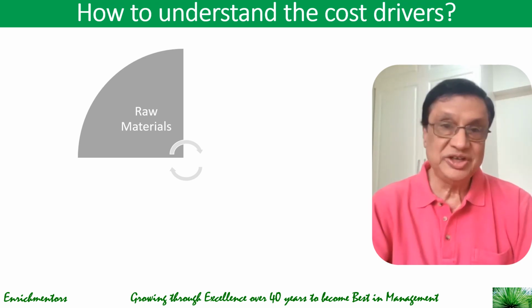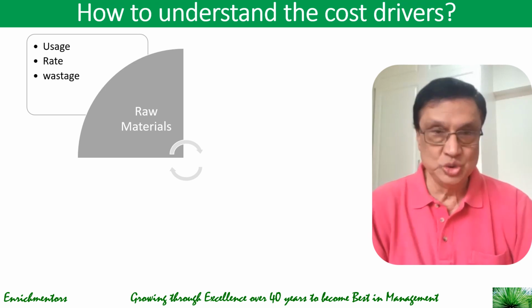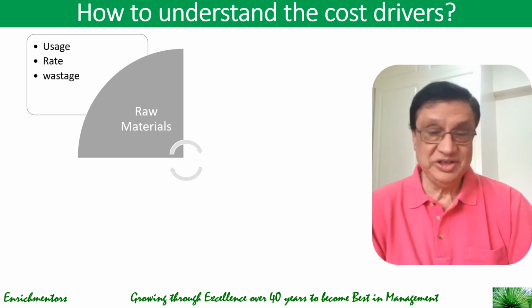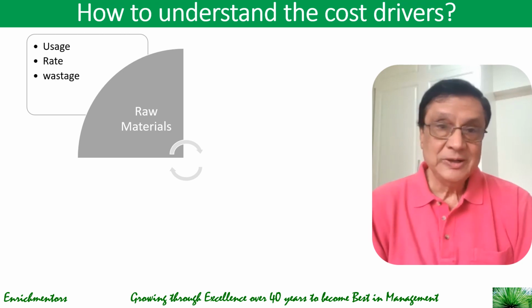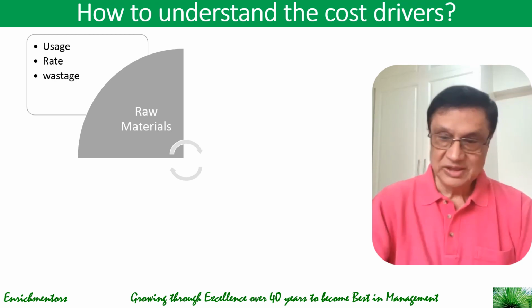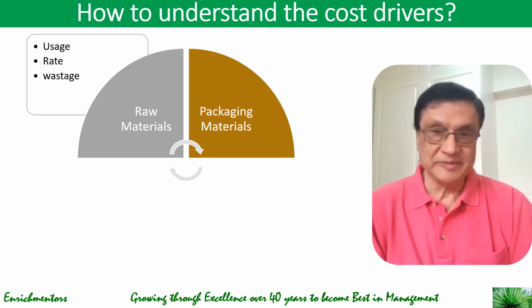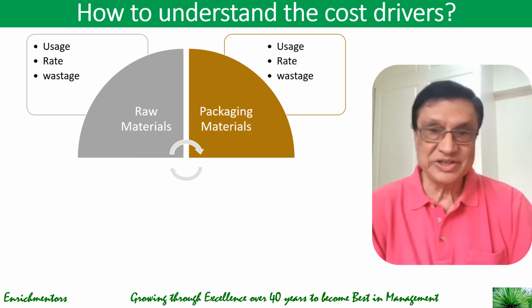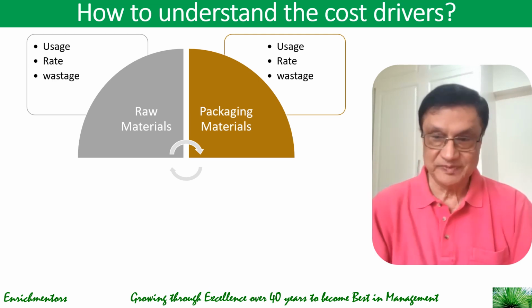Now, in raw material, there are three components. One, the amount used: how much of raw materials is used in your final product? Two, the rate, the price of the materials used. And three, in the manufacturing process or the process of creating that product and service, what kind of wastages are you incurring? There are bound to be some wastages. So these are the three cost drivers that you could look at. The second cost driver would be the packaging material, and there again you would have these three things, usage, rate, and wastages, that would determine your cost.